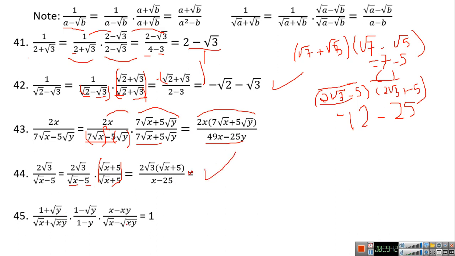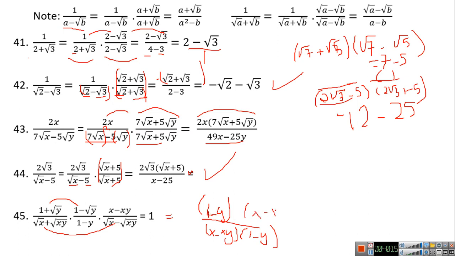Here, the last one, as you can see, if you take these two, what do you get? Let me do it step by step. This is (a plus b) into (a minus b), so it's x minus xy, and you have times 1 minus y down. Let me simplify up. You have 1 plus root y, 1 minus root y, it's a square minus b square, 1 minus y, times x. So these two cancel out, these two cancel out, you have 1.